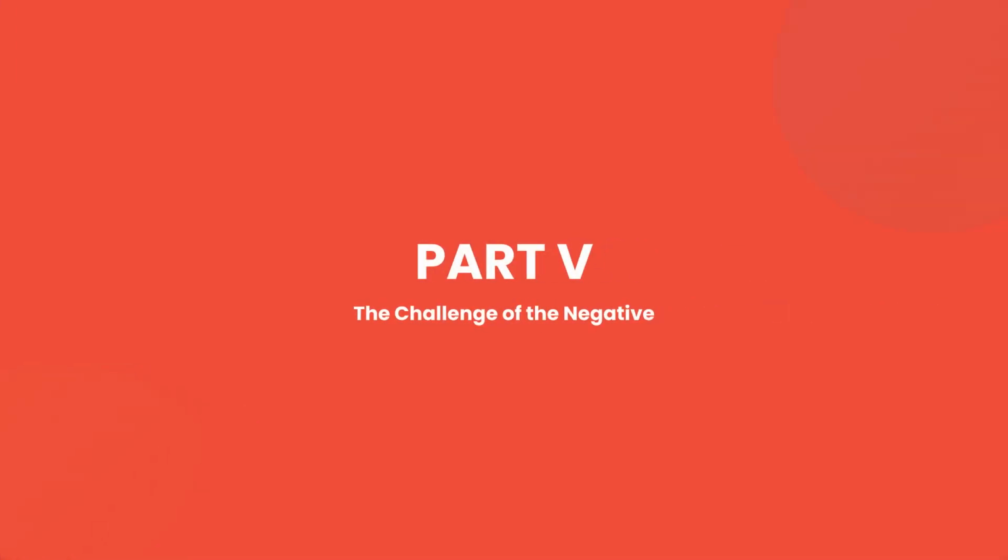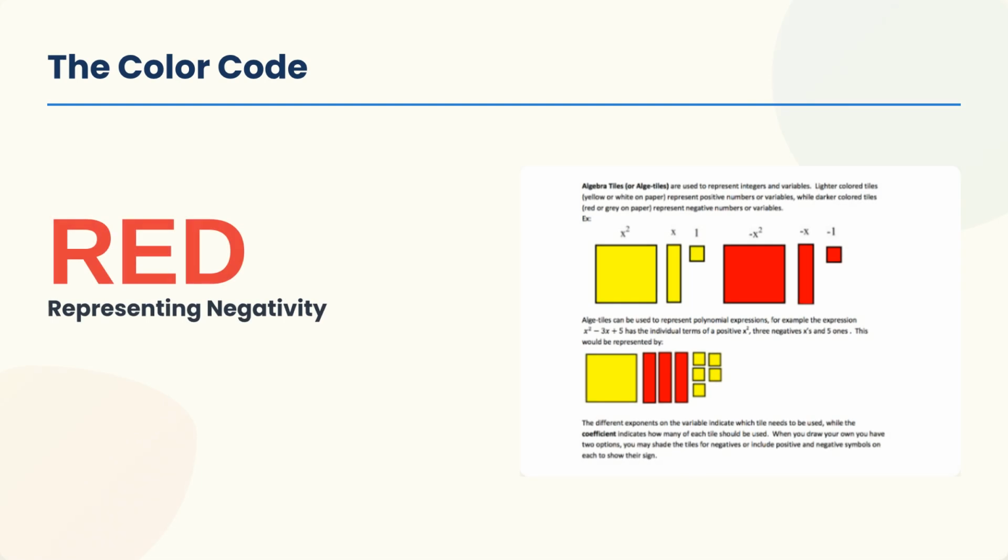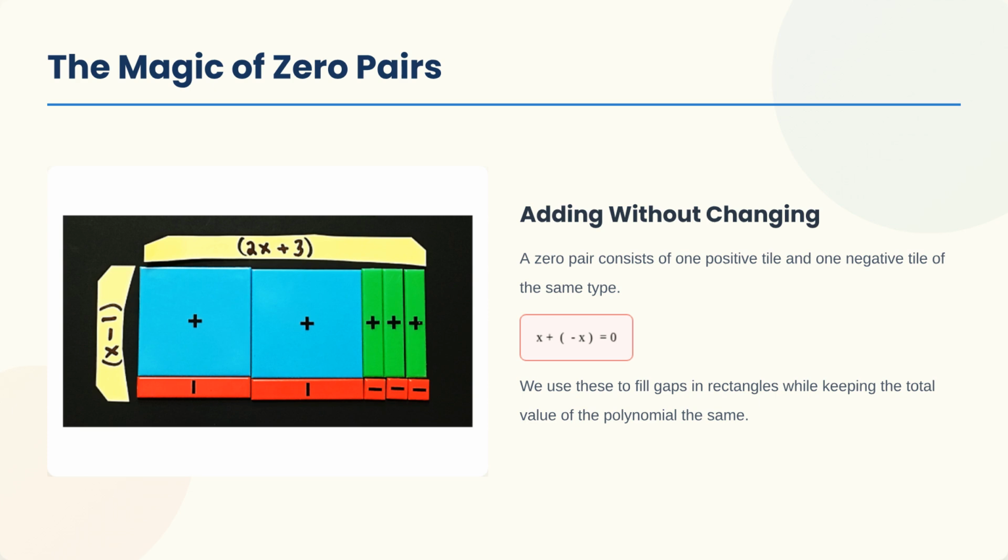In Part 5, we address the challenge of negative values. In most tile sets, the red side represents negative values. These tiles represent subtracted area or inverse dimensions, which requires us to use a new logic, the zero pair. A zero pair consists of one positive tile and one negative tile of the same type. These pairs allow us to add or remove area without changing the total value of the polynomial.